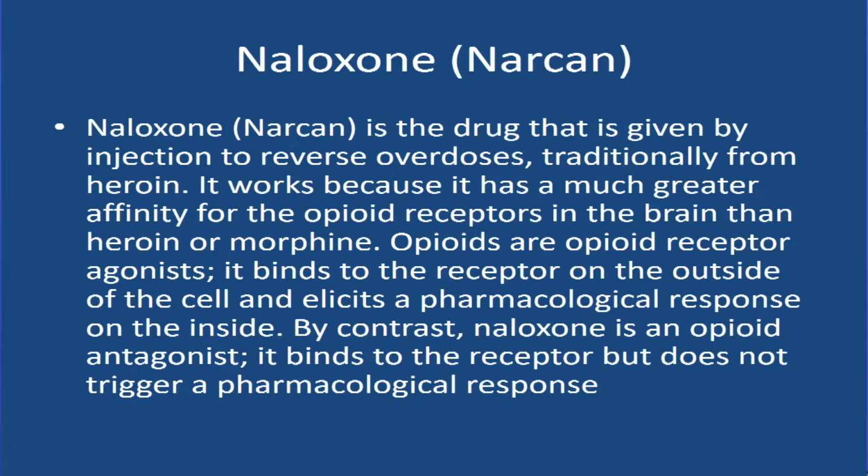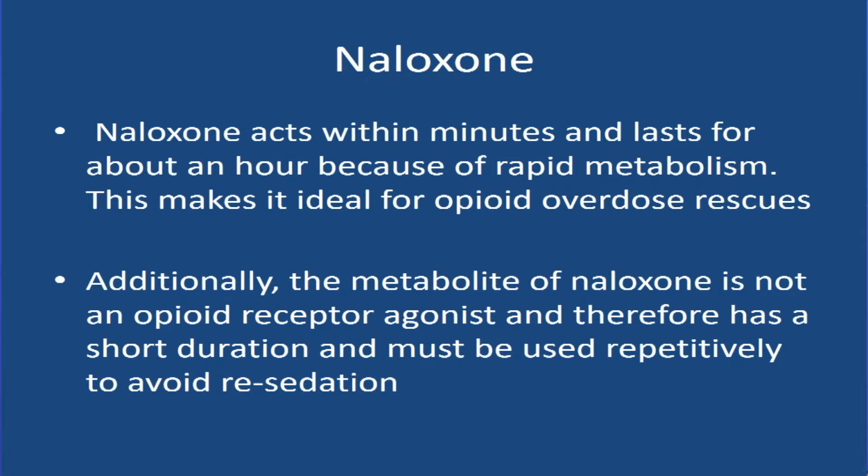Opioids are opioid receptor agonists. They bind to the receptor on the outside of the cell and elicit a pharmacologic response on the inside. By contrast, naloxone is an opioid antagonist that binds to the receptor but does not trigger a pharmacological response. Naloxone acts within minutes and lasts for about an hour because of rapid metabolism.